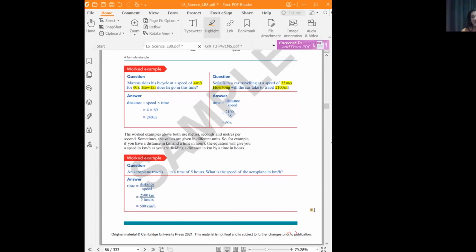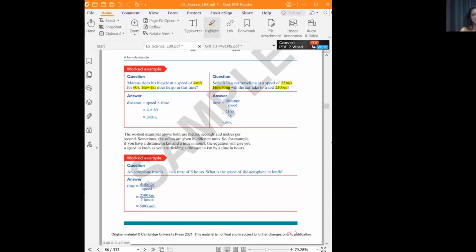Right, so our last worked example that we have not done yet is an airplane travels 2,500 kilometers in the time of 5 hours. What is the speed of the airplane in kilometers per hour? So here you can see we're looking for speed, and we divide the distance by the time, 2,500 kilometers divided by 5 hours, and this gives us 500 kilometers an hour.